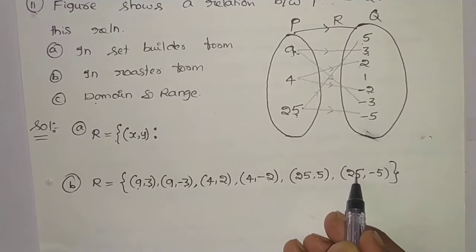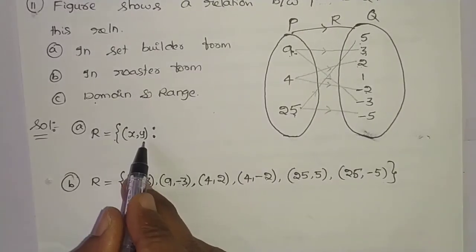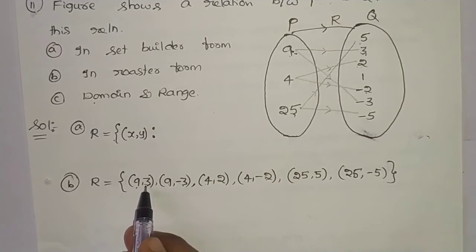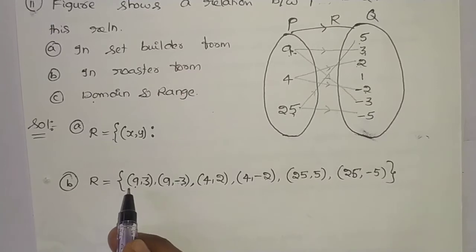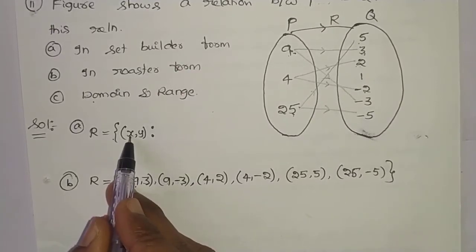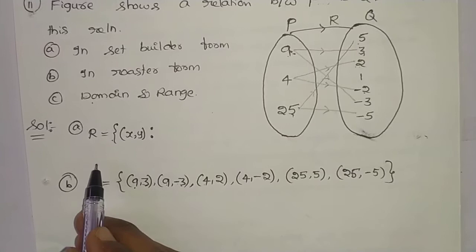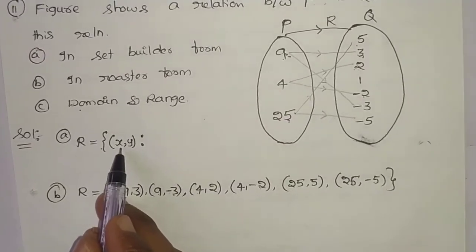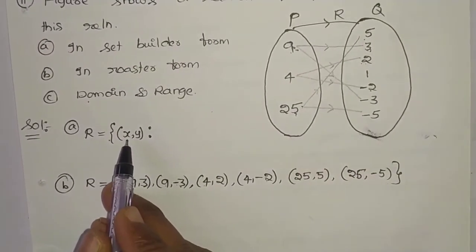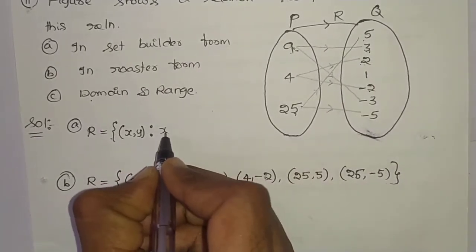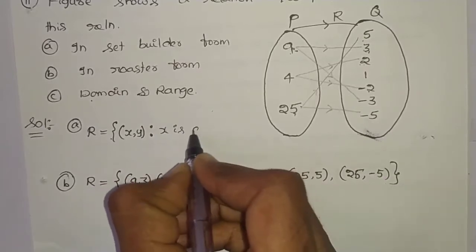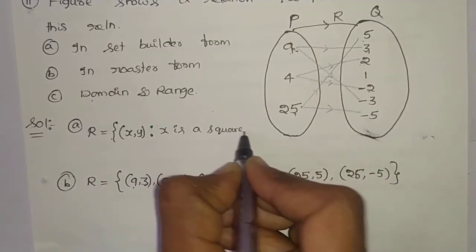Then how are you going to represent this in set builder form? Generally we can say that the square of the second element is the first element, which is nothing but x is the square of y, or the square of y is x. X, the first element, is x. x is the square of y.